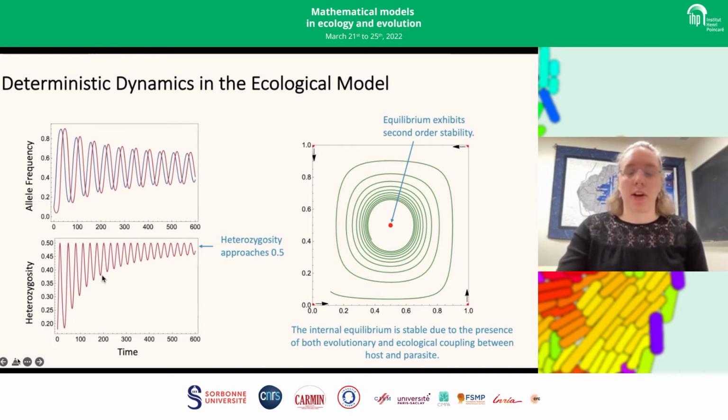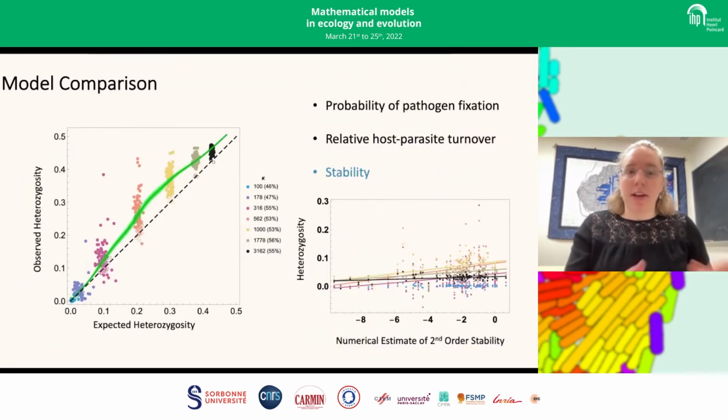And we can see this when we look at that average heterozygosity over time, where we see these fluctuations in heterozygosity. But now if you average that heterozygosity over time, it approaches 0.5, or the maximum value. All right, so there's already distinct differences in the deterministic model. How does this play out across parameter space?